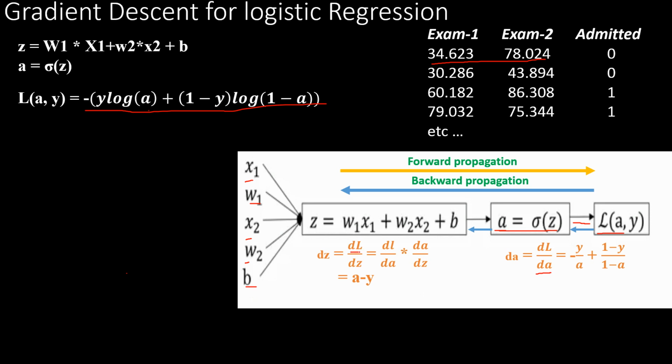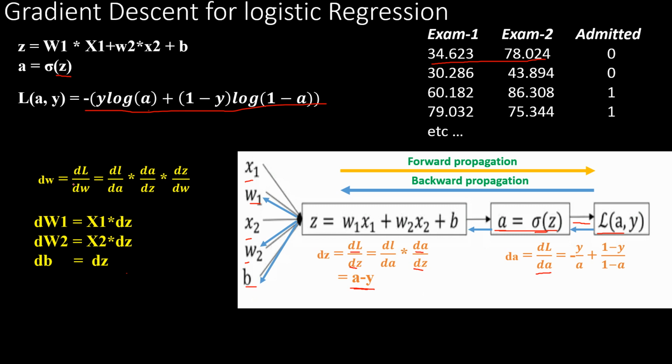So dL by dz can be computed by the chain rule, because dL by dz can be written as dL by dA, which we already know, times dA by dz. Now see, a is a function of z: a is 1 by 1 plus e to the power minus z, because it's a sigmoid function. So we can compute that and get dL by dz. Now this gradient, or this error, will then back propagate to these terms, w1, w2 and b.